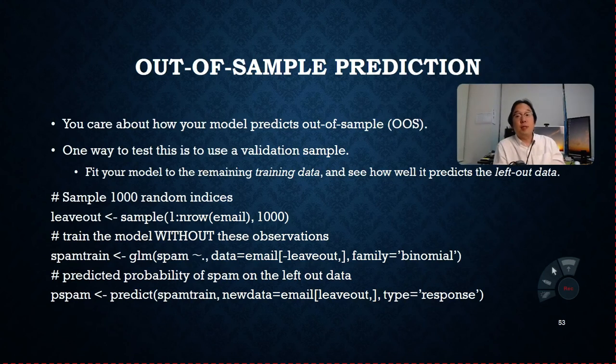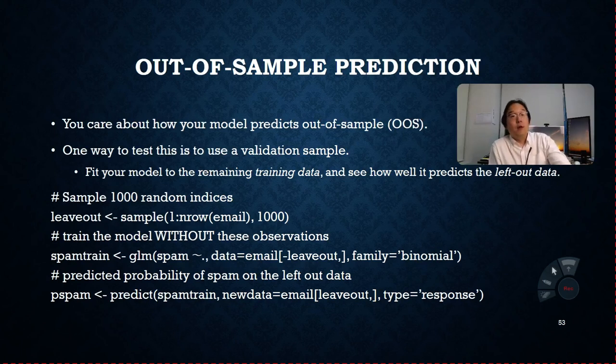In sample prediction, well, everybody can do that, but out of sample predictability is very difficult. You care about how your model predicts out of sample, that was not covered by your data thrown into your regressions. So how much does it predict and match with the reality, the actual realization? Okay, that's the issue. One way to test this is to use a validation sample.